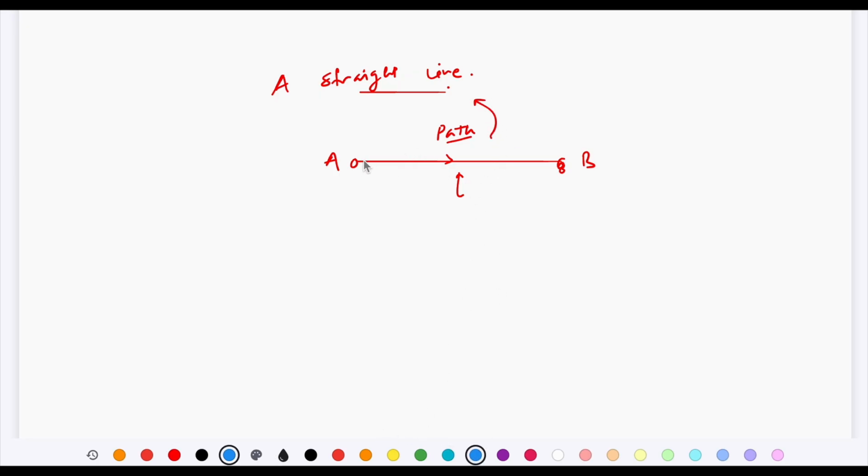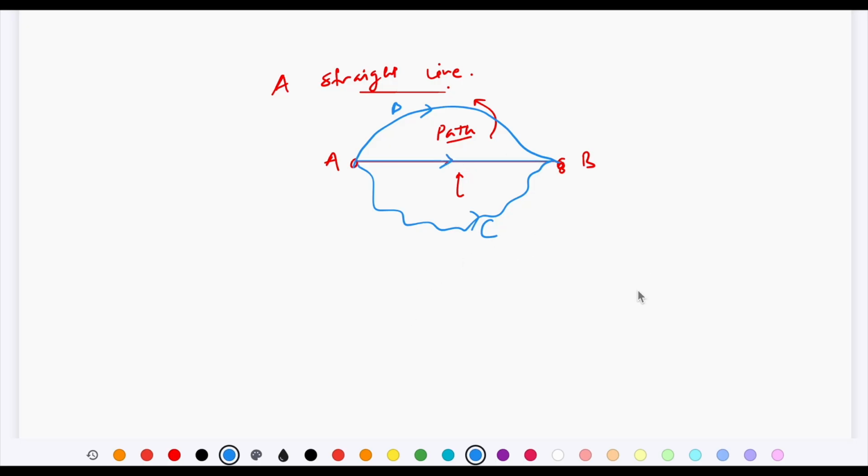For time being, let's say this is another path, path B, or some random path. This is path C, and if you compare the length of those three, we can clearly say that the shortest possible distance is being represented by this straight line.